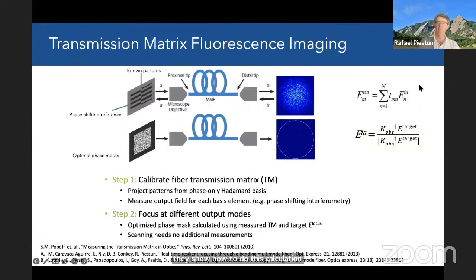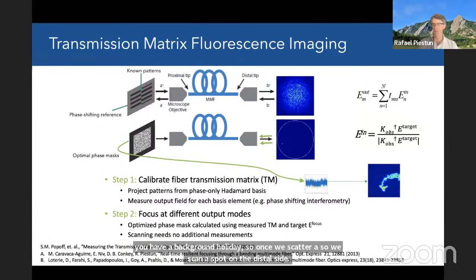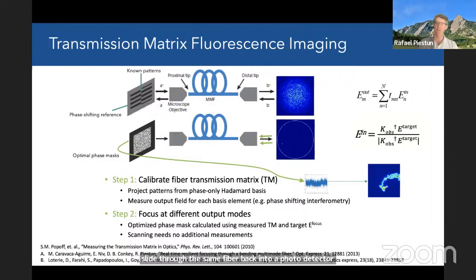Once we have the transmission matrix, here described by the T, M, N elements, it's essentially related to phase conjugation if you have a background in holography. So once we scan a spot on the distal side, if the sample is fluorescent, it's going to generate fluorescence emission. We can collect the fluorescence light through the same fiber back into a photodetector and then generate a time signal that can be associated with the location of the spot and generate a two-dimensional image as shown here.